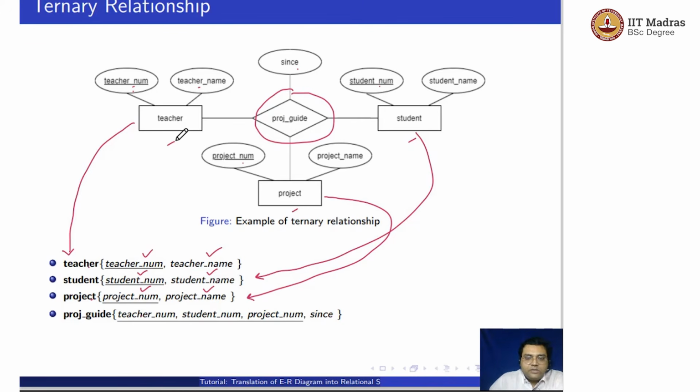Now this relationship set also becomes a table for us. What will this table consist of? It will have the primary key of the teacher table. It will have the primary key of the student table. It will have the primary key of the project table and the descriptive attribute over here, that's basically the scenes, right? And what is the primary key? The combination of all three primary keys creates a composite key of the project guide table, right? So this is how we convert a ternary relationship, which is given like this, into a relational schema.